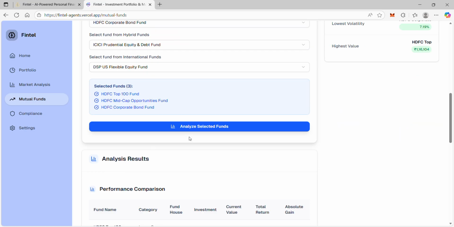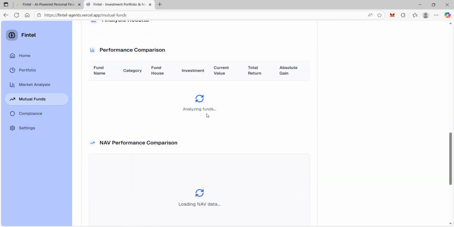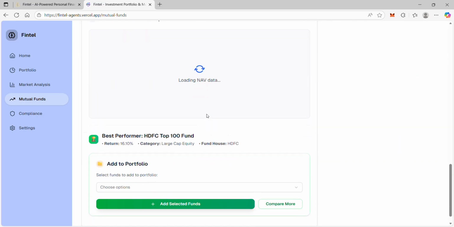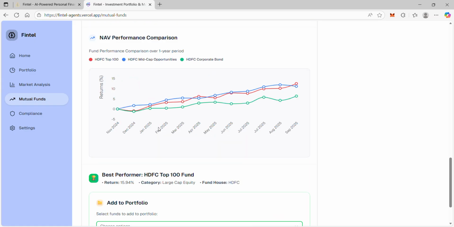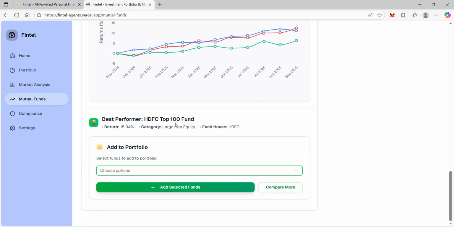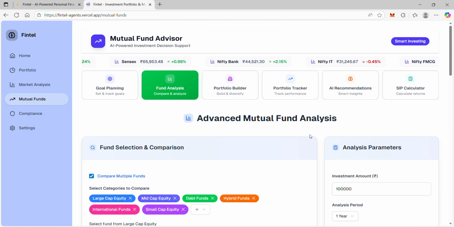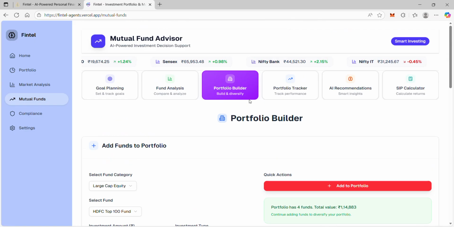You can analyze all the funds selected, and then it gives you an option whether you want to add the particular best performer among all the analyzed mutual funds. You can add it to your portfolio.